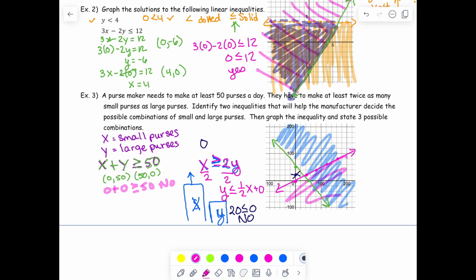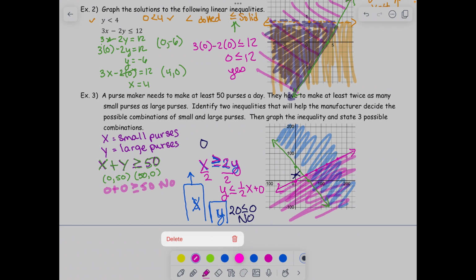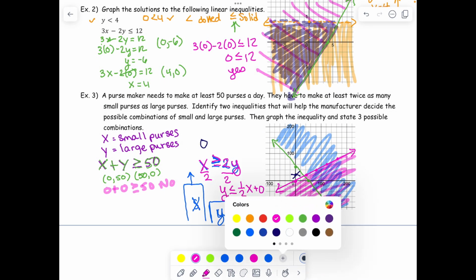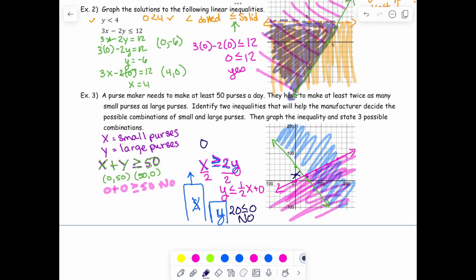Okay, so let's talk about this zone too. The pink zone is the solution for this pink one, right? But we also want to remember that if we're going to make a purse, we're not going to have negative purses, right? So let's go ahead and look at what our solution would be. It would be in here, right? But it's going to stop where the negative line is. It's actually going to stop right here because we could have 0, but we're not going to have more than that.